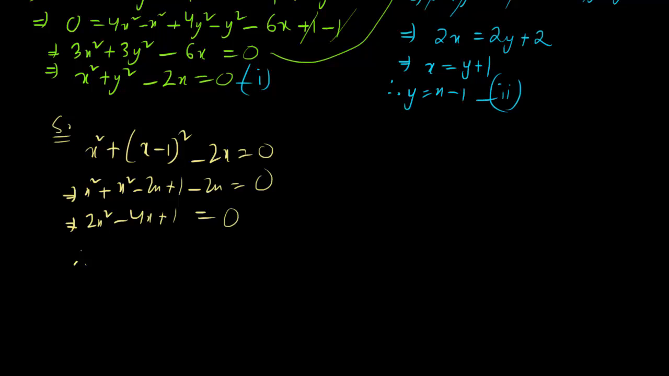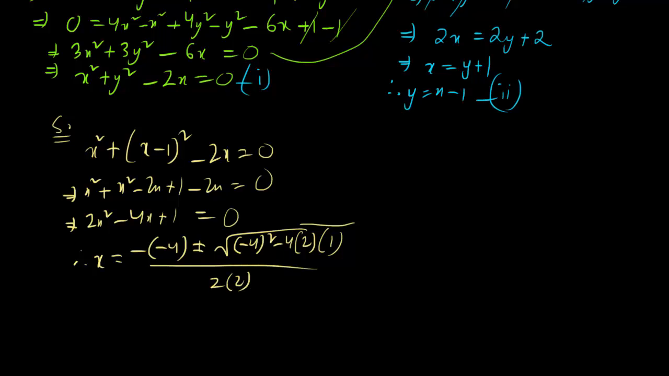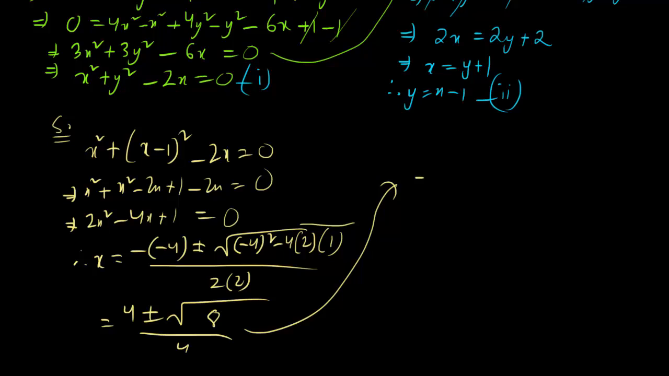This doesn't go by middle term break, so we can solve this by quadratic formula. So minus b plus minus root over b squared minus 4ac divided by twice a. So this will be 4 plus minus root over minus 4 squared is 16, 16 minus 8 is 8, divided by 4. So this turns out to be 4 plus minus 4 by 4, and square root of 8 is 2 root 2, divided by 4. This will be 1 plus minus half square root of 2.